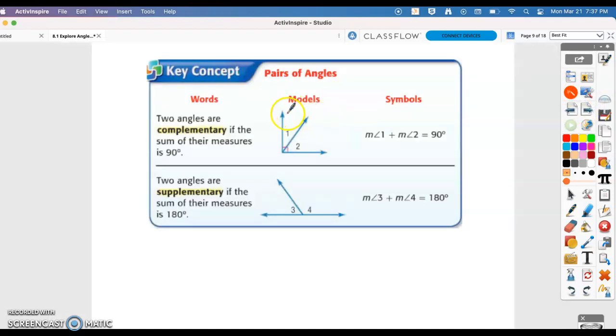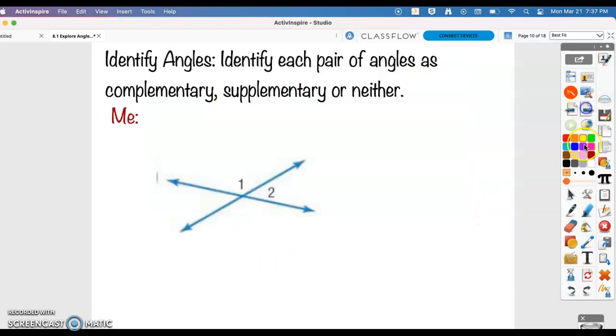A complementary angle is two angles that, when you add them together, equal 90 degrees. They make a right angle. A supplementary angle is when you add the angles together and they form 180, because you can see that these two together make a straight line, which is equal to 180.